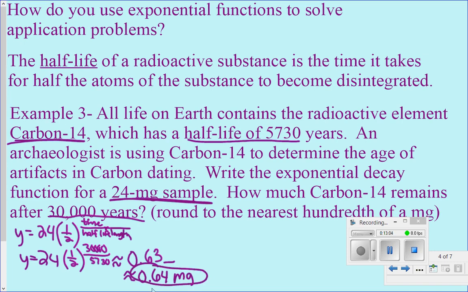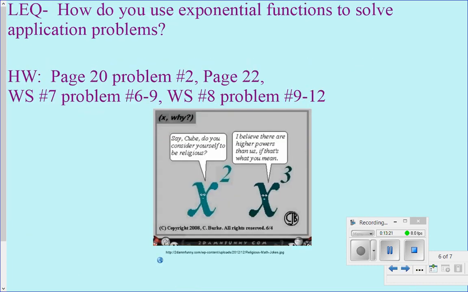Okay. And that is where we're going to stop for today, because I think for most classes, that's as far as I got. I didn't get to the second half-life example for most classes. So we'll stop there and pick up with this lesson tomorrow. The assignment for tonight: you're going to do the problem we skipped on page 20 from last night. You're going to do all of page 22, and you're going to do just these specific problems on worksheet 7 and just these specific problems on worksheet 8. So do those for tomorrow.